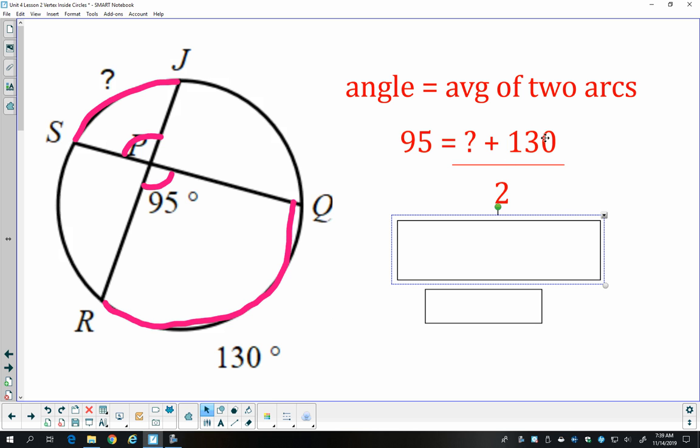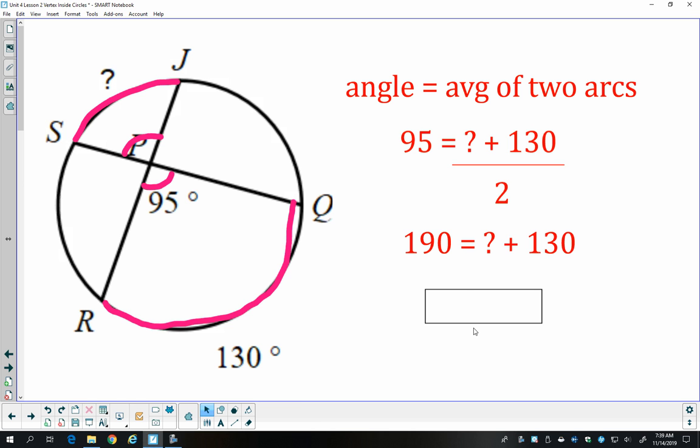Of course, I can't simplify this side now because I have a variable. So I'm going to multiply both sides by 2 to get rid of this divided by 2. This becomes 190. This numerator remains unchanged because multiplying this side by 2 simply cancels that 2 out. And now I just have to subtract 130 from both sides to find out that this arc is 60 degrees.